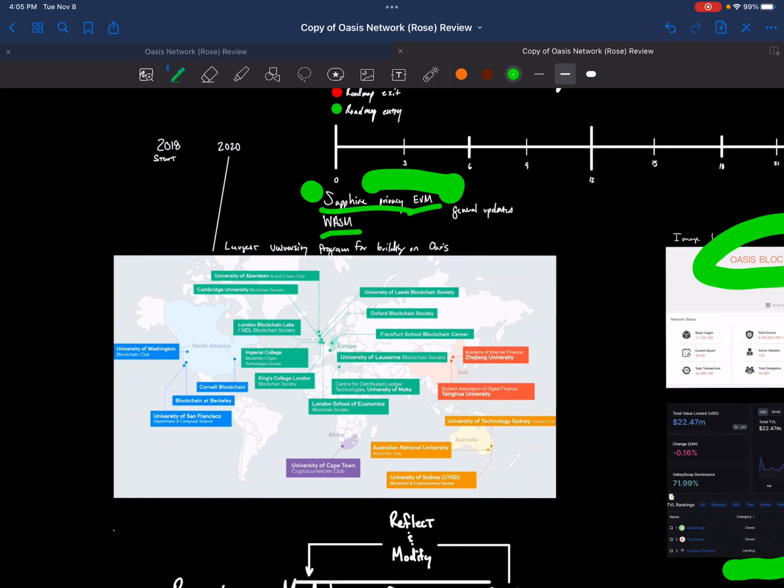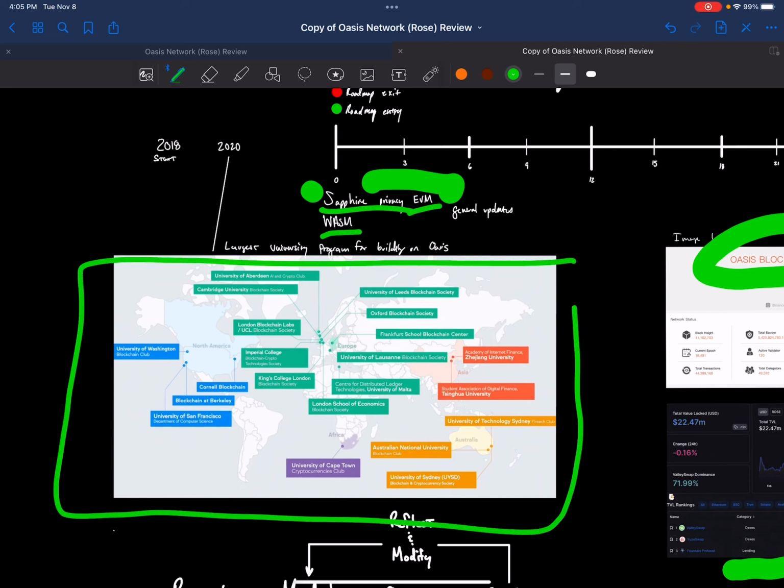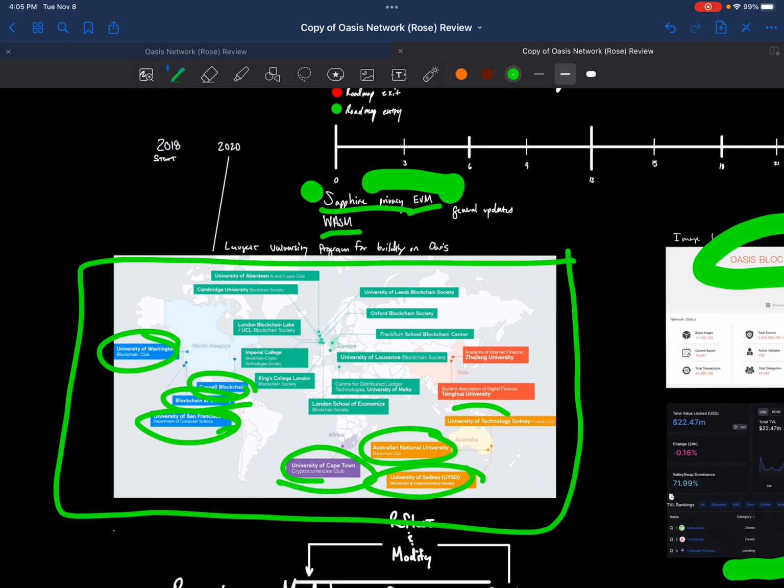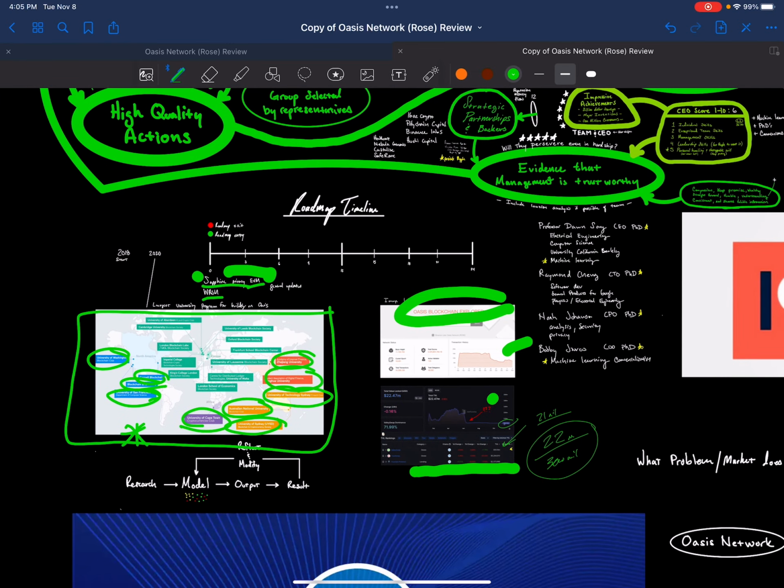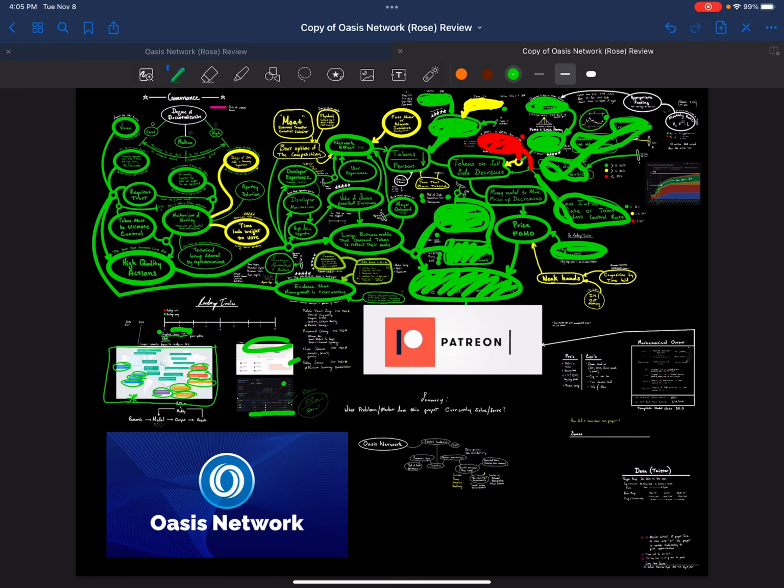One of the things that I will say about their timeline is they do have one of the largest university programs for building on Oasis. They've got over 26 universities cooperating. So that potentially could bring about a good future, a good build out for this thing, depending on if this program actually works to get products and services and the viral dApp, etc. So that could potentially be bullish. So I did put their roadmap, or their history, as being green.